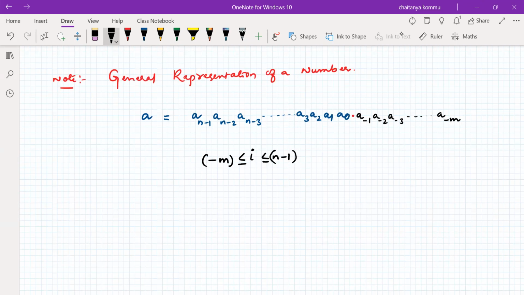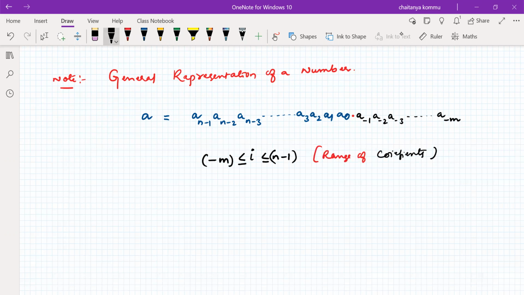This is the range of the coefficients. Range of coefficients is a better word.